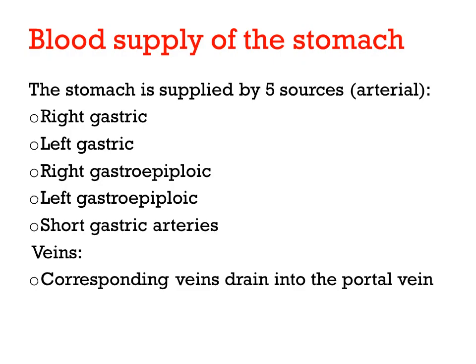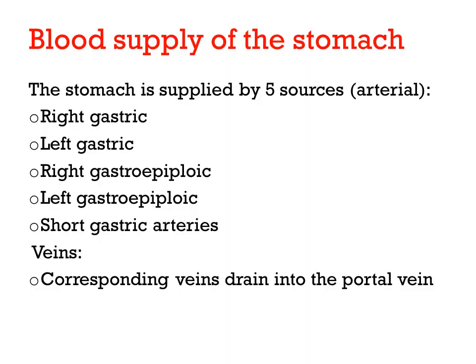Blood supply of the stomach. The stomach is supplied by four arterial sources. We have the right gastric artery, left gastric artery, right gastroepiploic, left gastroepiploic, and short gastric arteries, and it is drained by corresponding veins, directly either to the left gastric, to the superior mesenteric vein, or to the splenic vein.